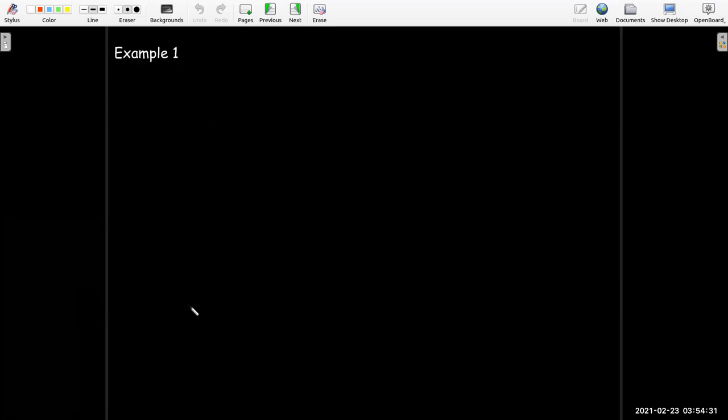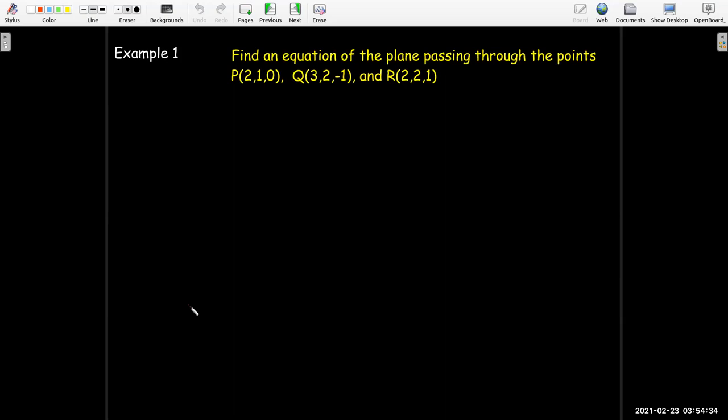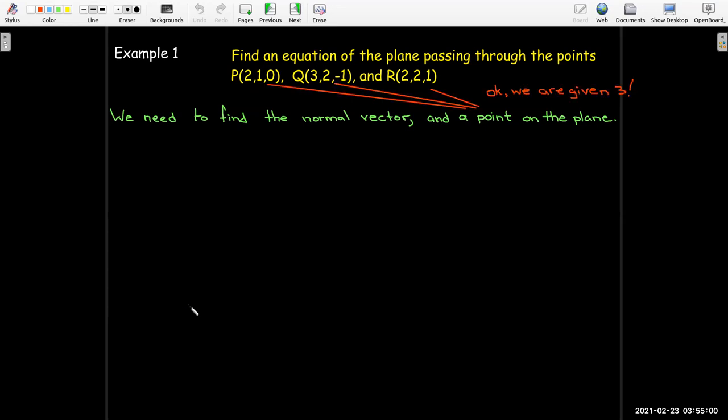So let's look at a couple of examples. Let's find an equation of the plane passing through three points. Now these three points can't be all on the same line, and they're not. And so what's our strategy here? Well, remember, how do we determine the equation of a plane? I need to know the normal vector, and I need a point on the plane. Well, the point on the plane, there's no work involved. We're given three of them, so we can just pick any one of them. But finding the normal vector, we need a little bit of strategy.